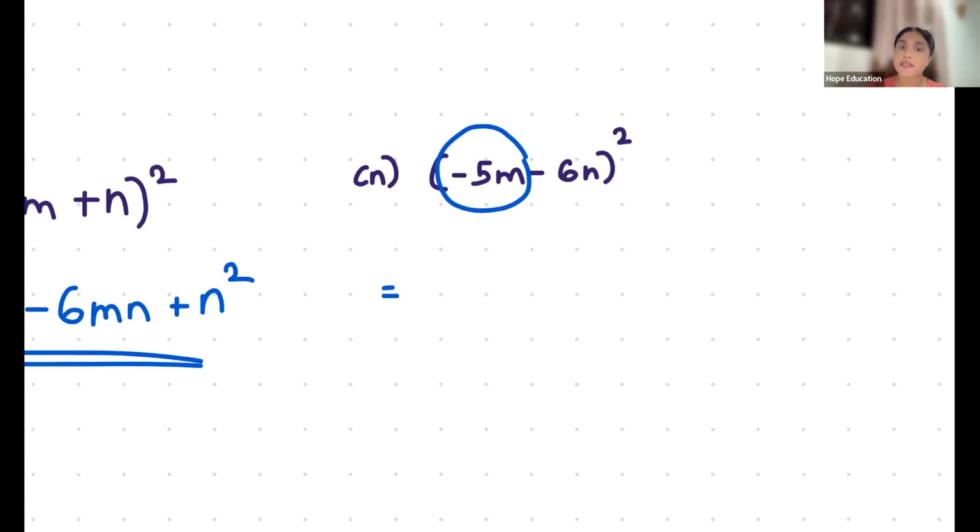So 5 times 5 is 25. M times m is m squared. Then here the sign is minus now. Minus times minus, answer gets plus. Plus means we don't have to really put it there.